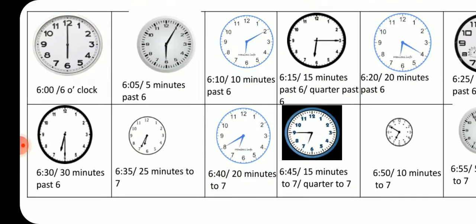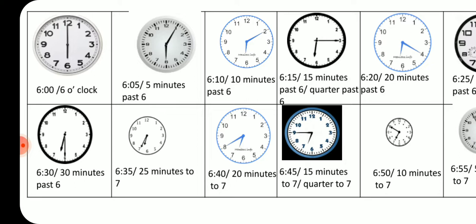Here if you see the second watch, the minute hand is at 1 and the hour hand is at 6. So what we are saying is 5 minutes past 6. See, the minute hand is on the right hand side. If we go to the next watch, you see the minute hand is at 2. Again, on the right hand side is the minute hand. And the hour hand is at 6. So we can say 10 minutes past 6.